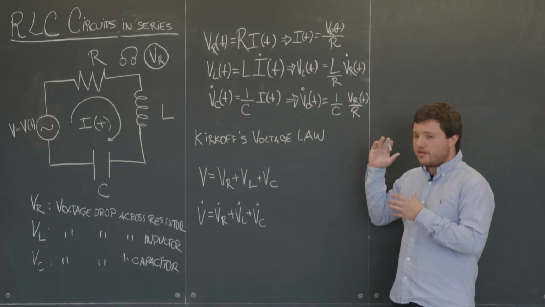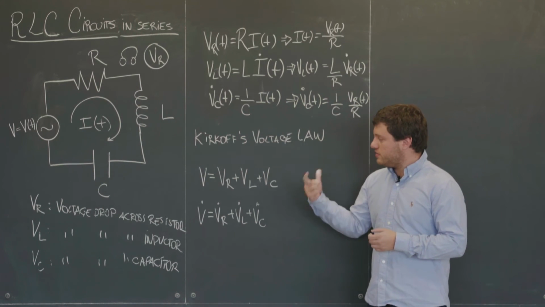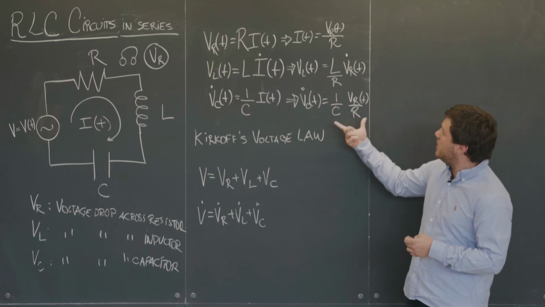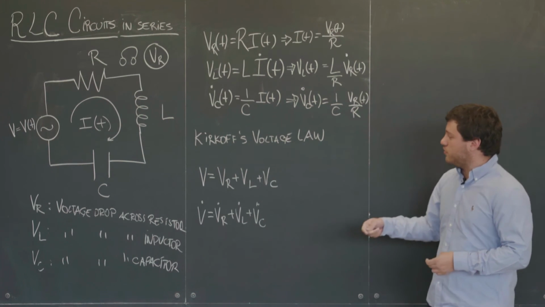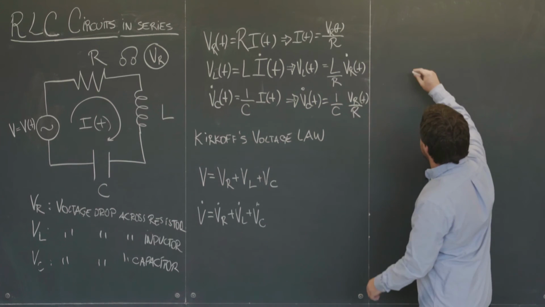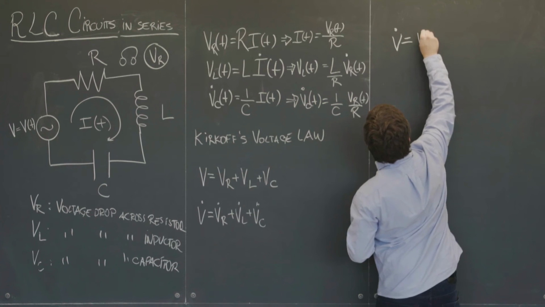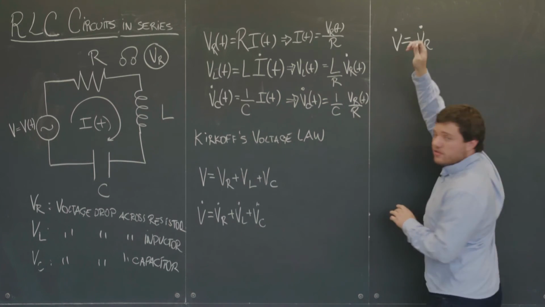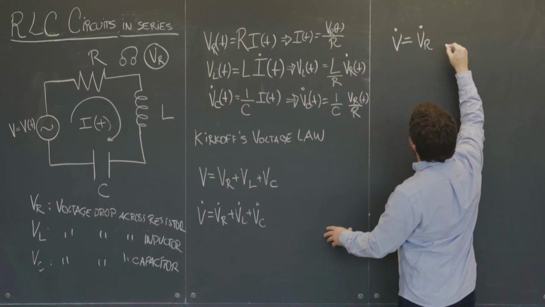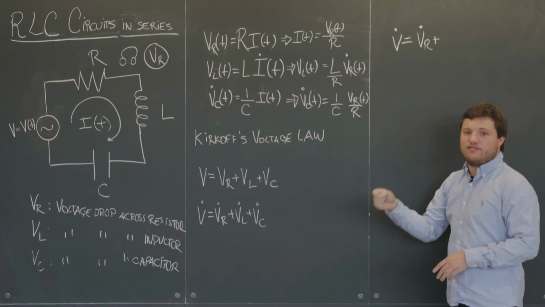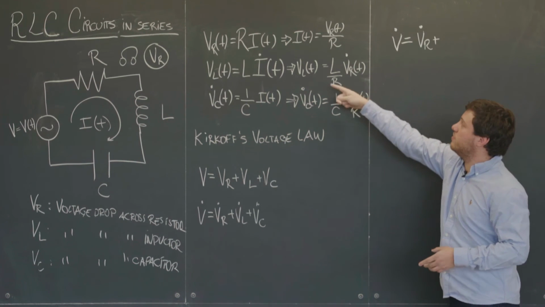The next step, in order to get a single differential equation for VR, the voltage drop across the resistor, is to plug in all of these expressions into Kirchhoff's voltage law. So let's do that. The left-hand side says that V dot is equal to VR dot. So that's okay. It's already in terms of the system response. Plus the time derivative of VL. So here in the associated law, we have VL.